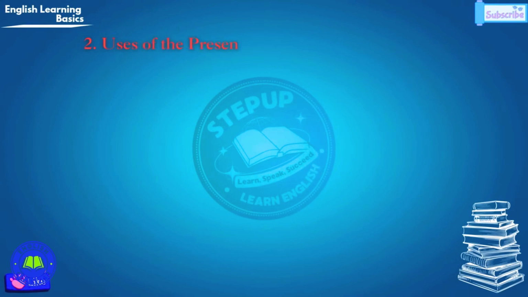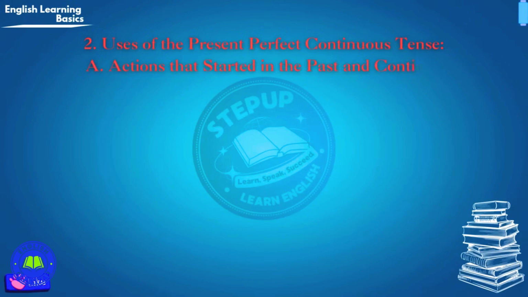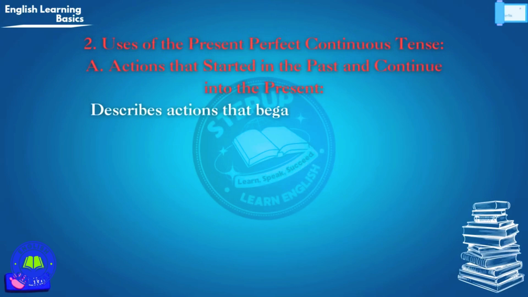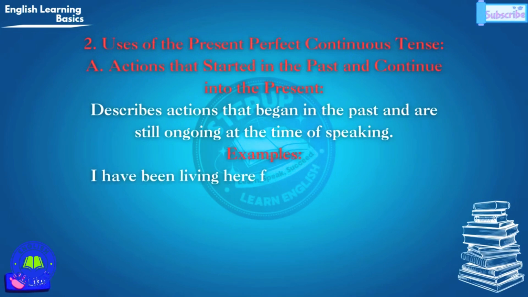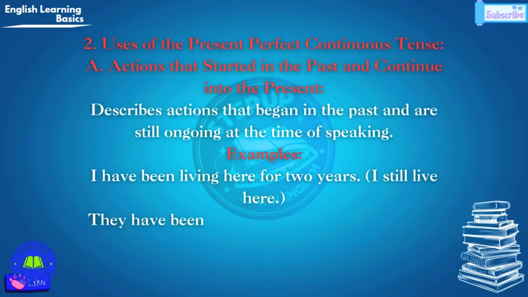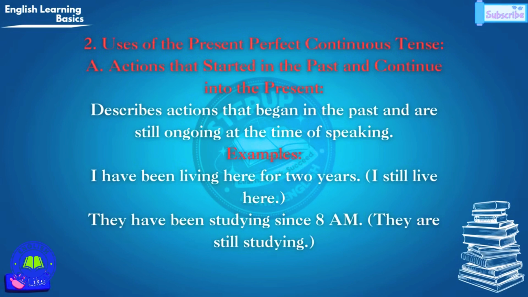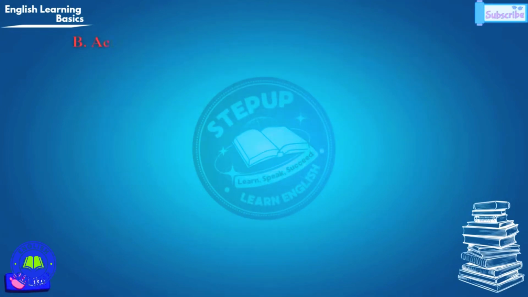2. Uses of the present perfect continuous tense. A. Actions that started in the past and continue into the present. Describes actions that began in the past and are still ongoing at the time of speaking. Examples. I have been living here for 2 years. I still live here. They have been studying since 8 a.m.